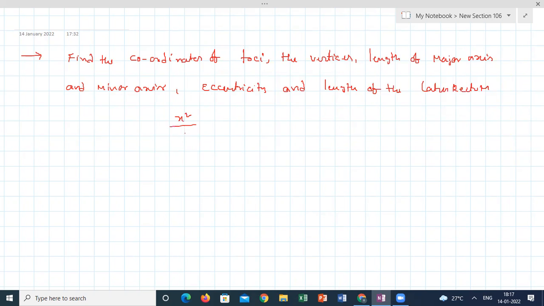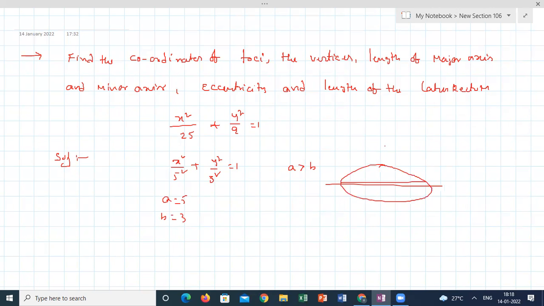X square by 25 plus y square by 9 is equal to 1. First, write into standard format: x square by 5 square plus y square by 3 square is equal to 1. A is greater than b here. So a is equal to 5, b is equal to 3, and it is looking like this. This is 10, this is 6.